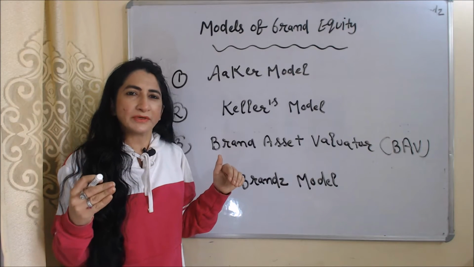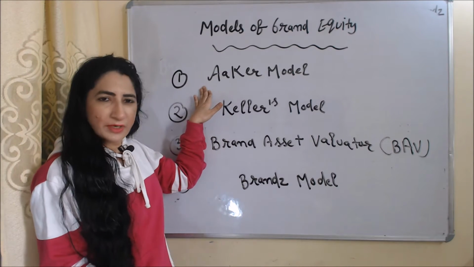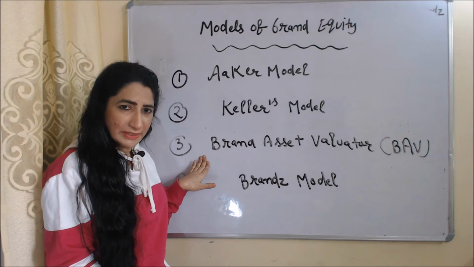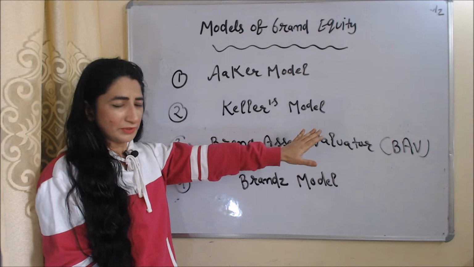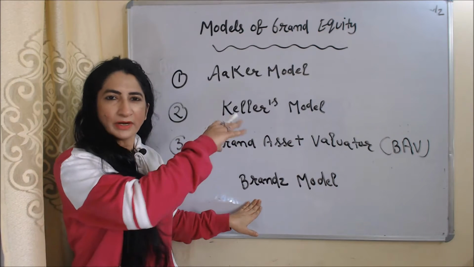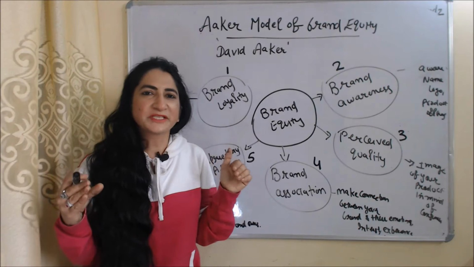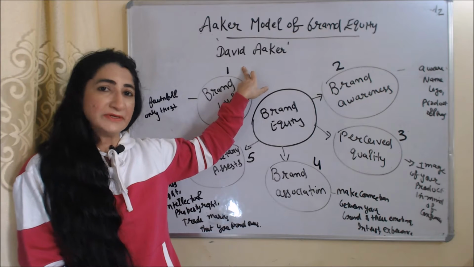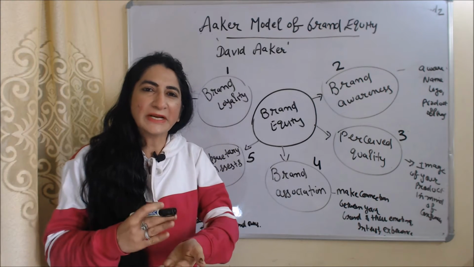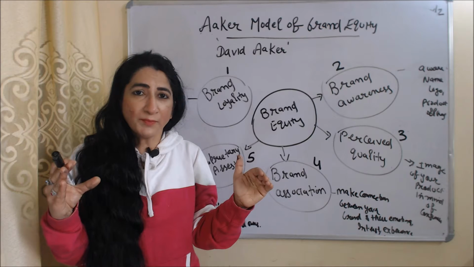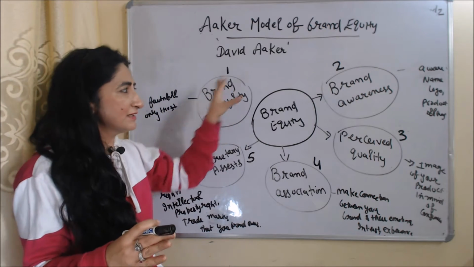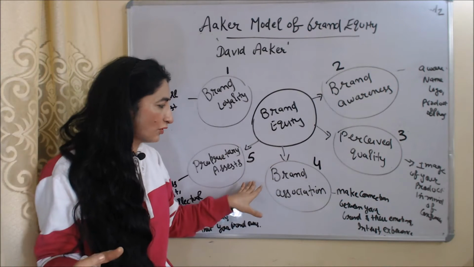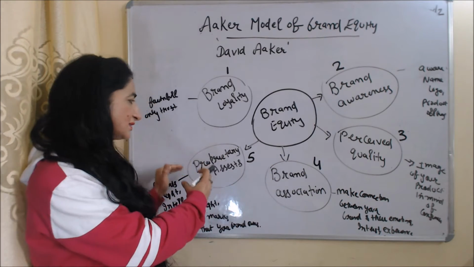Now we are going to talk about models of brand equity. The first model is the Aaker model, second is the Keller model, third is the Brand Asset Evaluator, in short the BAV model, and last is the BrandZ model. One by one we will discuss each. Firstly, the Aaker model of brand equity. This model is given by David Aaker, and according to this model, brand equity depends on 5 components. First is brand loyalty, second is brand awareness, third is perceived quality, fourth is brand association, and last is proprietary assets.